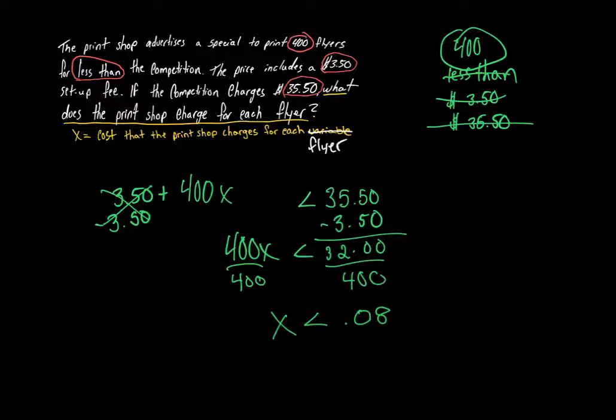Okay? How do I remember that that's cost? Because look back up here at our variable, cost. x equals the cost that the print shop charges. So because this is cost, this is money. So this is going to be 8 cents, right? The print shop needs to charge either 8 cents or lower in order to beat their competitor's price.